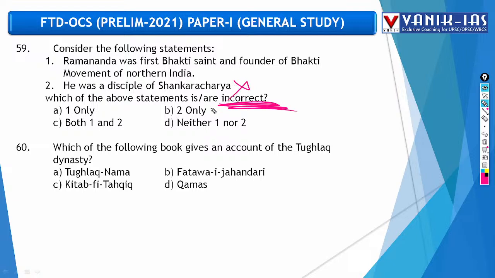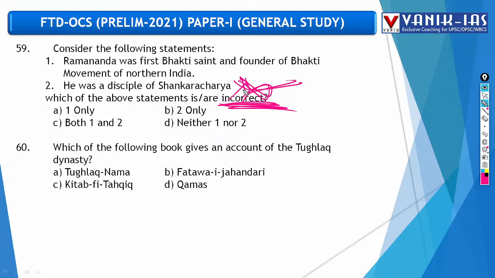Ramananda was not a disciple of Shankaracharya. So, 2 only is incorrect, and the first is correct. Ramananda's first statement was correct.